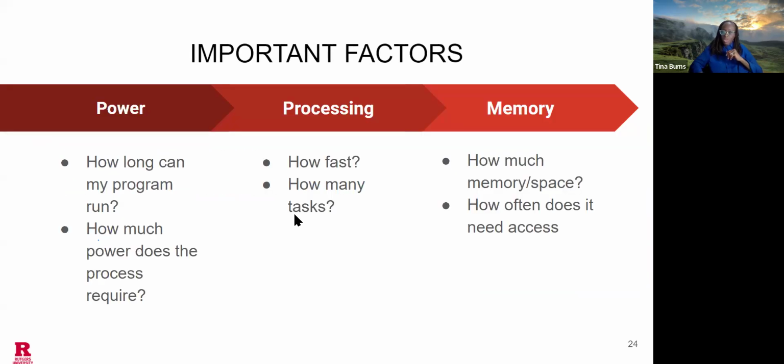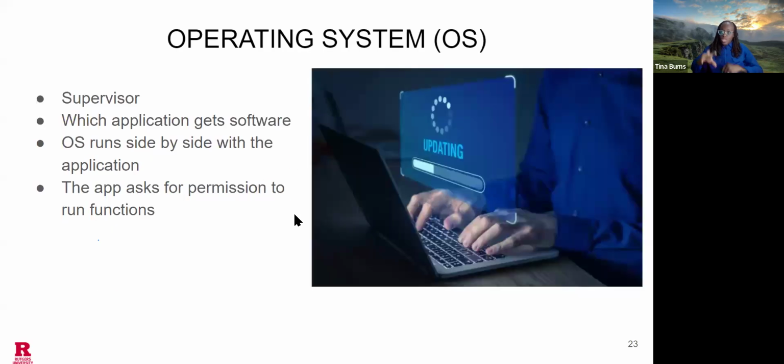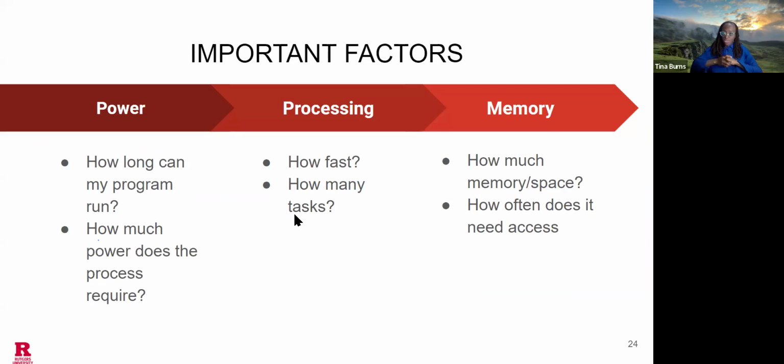Now, as we're thinking about the OS, this operating system is going to tell you how to run all of this. It's also going to take into account, or be impacted by, three factors: how long, what's my power like, what's my processing like, and what's my memory like? A lot of operating systems will say, hey, this is taking up a lot of power or memory, so we're going to stop that function so that we can operate.